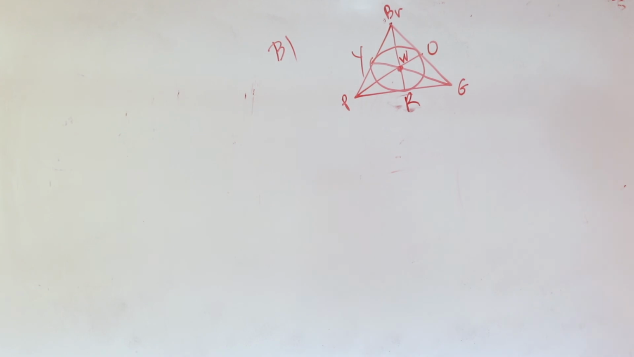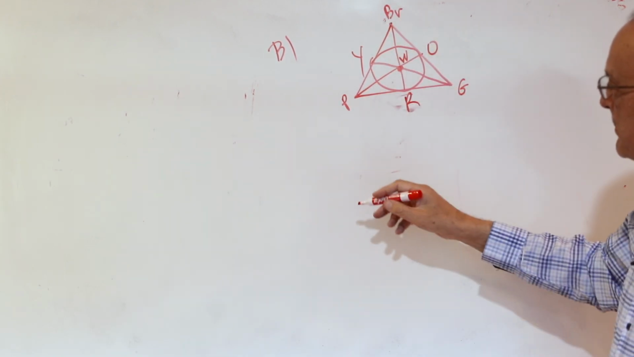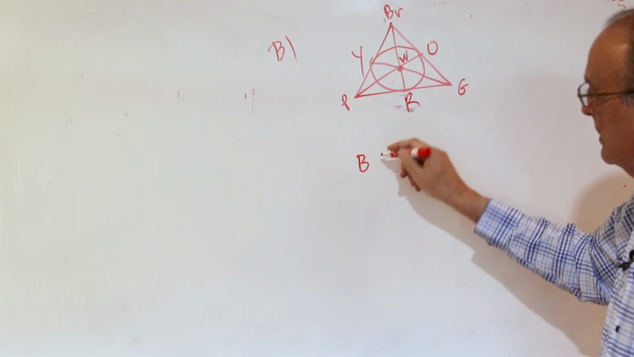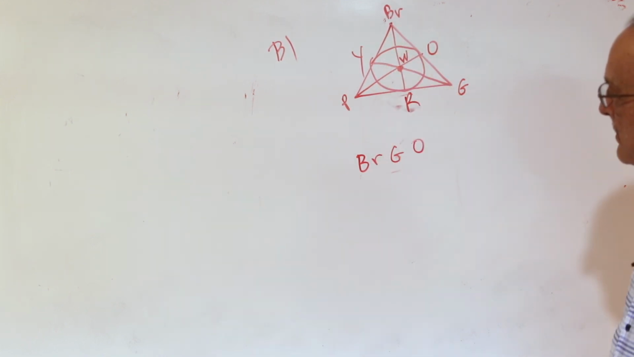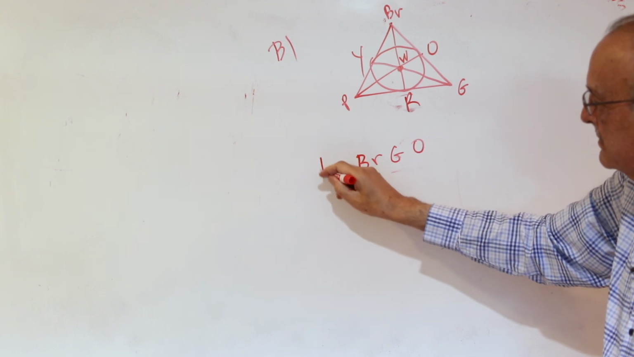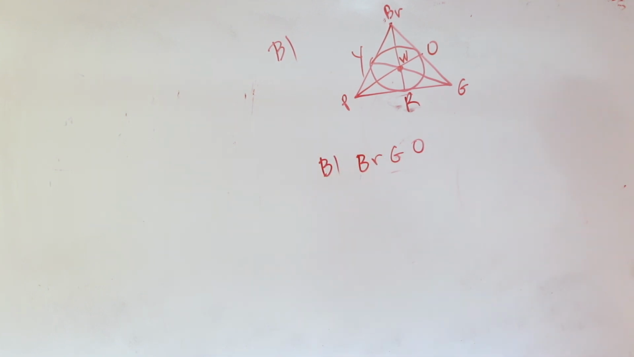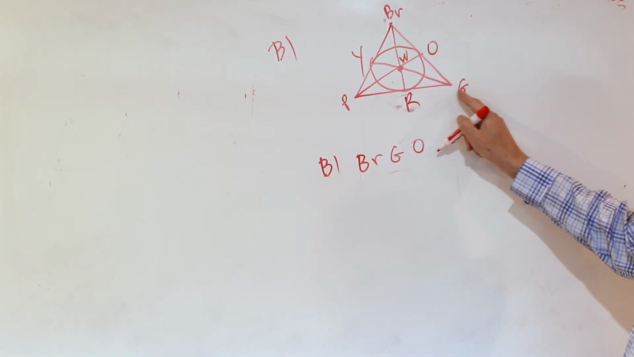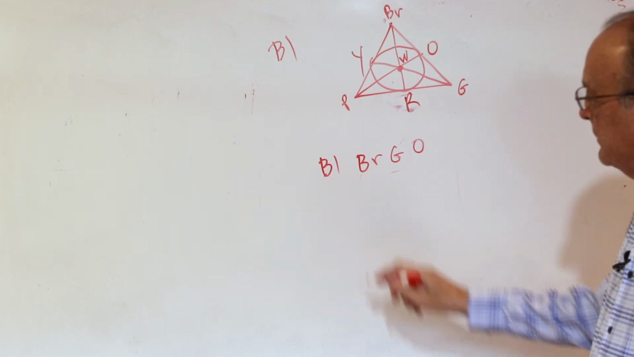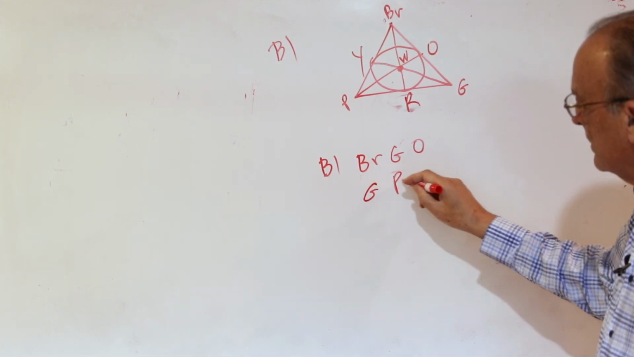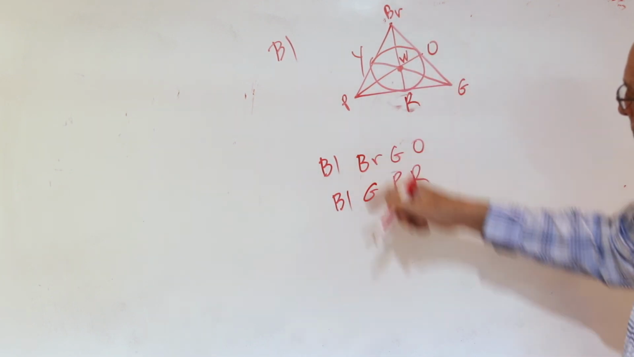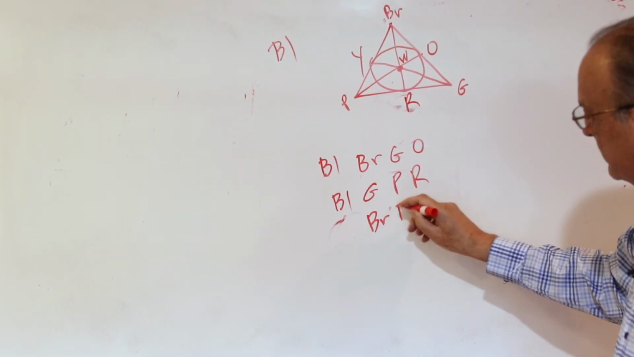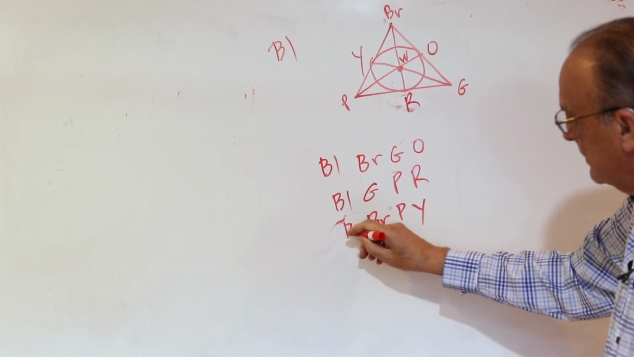So then I'll do the outside edges. So I'm going to have brown, green, and orange. And then I'm going to use the other color I didn't use. So that's blue. So then I'm going to do green, purple, and red. And again, add the blue. And I'm going to do brown, purple, and yellow, and add the blue.